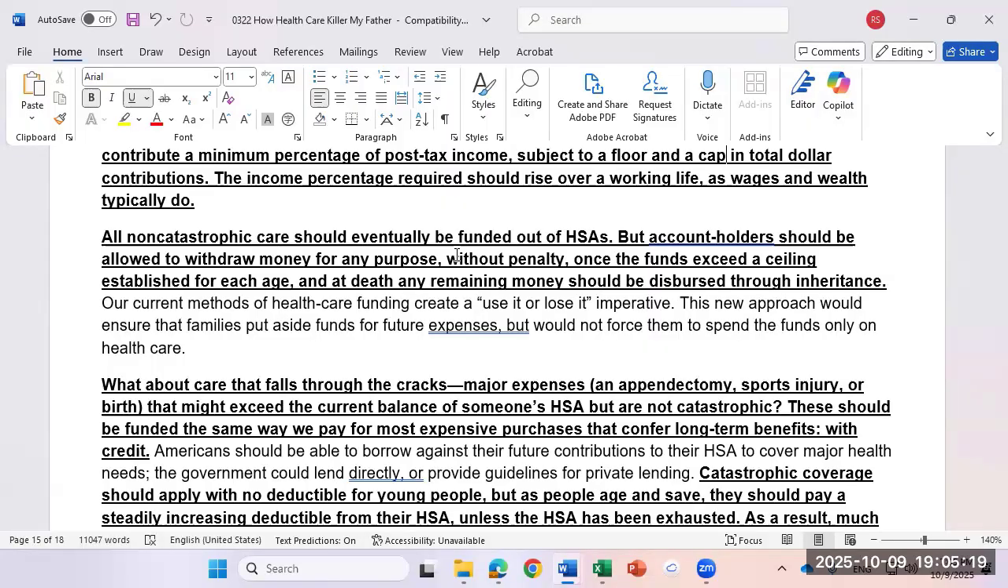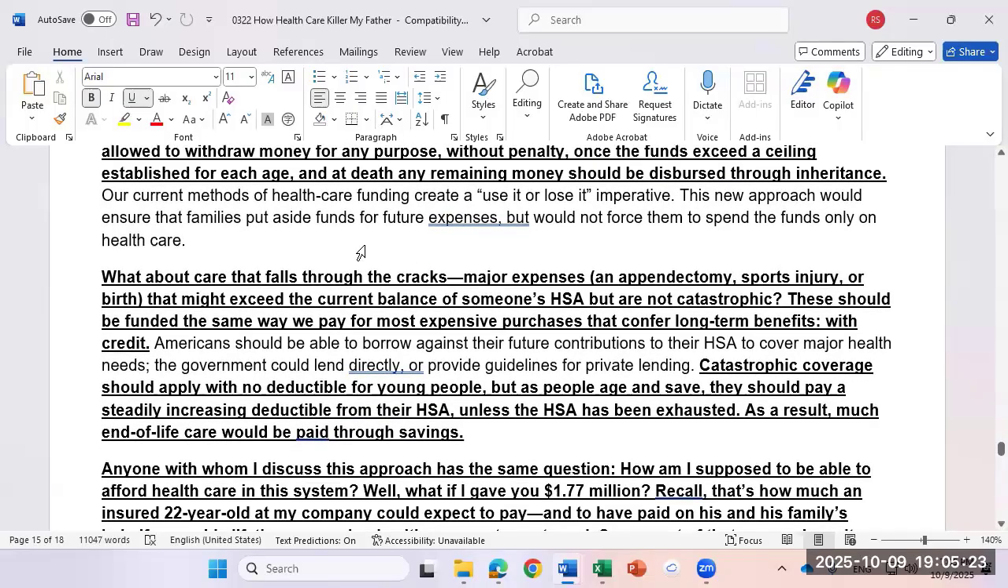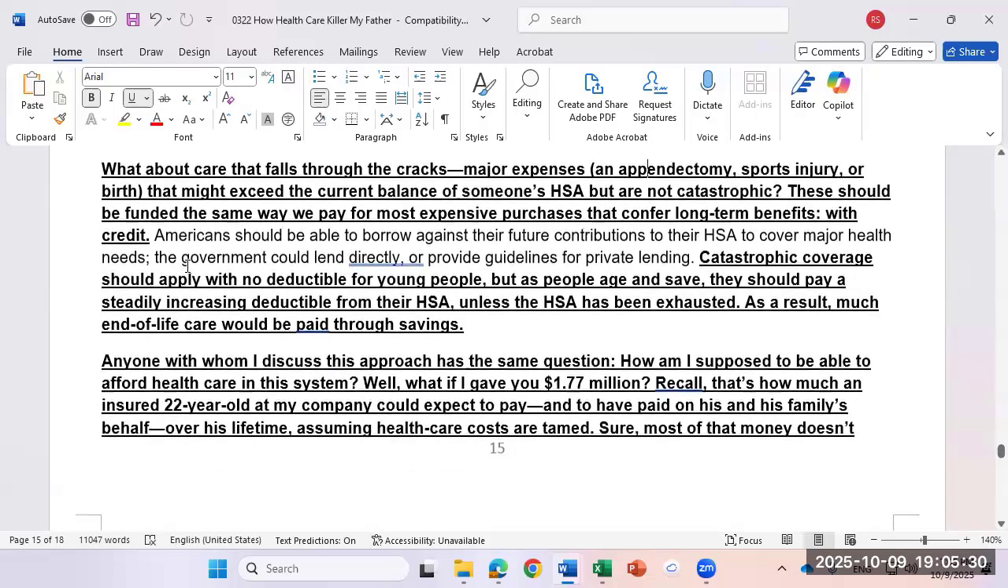Now he does something that I don't like at all. Well, we're about to get to that one. So what about appendectomy, sports injuries, those things that are expensive, but they're not over $50,000. These should be funded with debt.